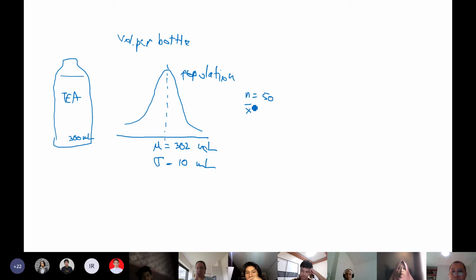Remember, this is X bar. This is not mu because this is a sample, not the population. And you found the average filling volume of those 50 bottles to be, let's say, I'm just picking a number here, 350 milliliters. Okay, and this is measured from 50 bottles.